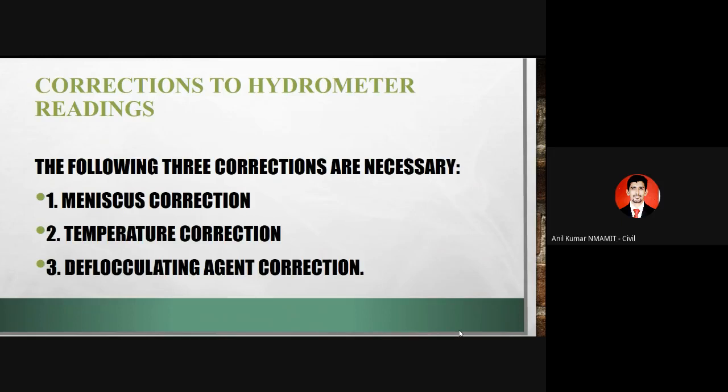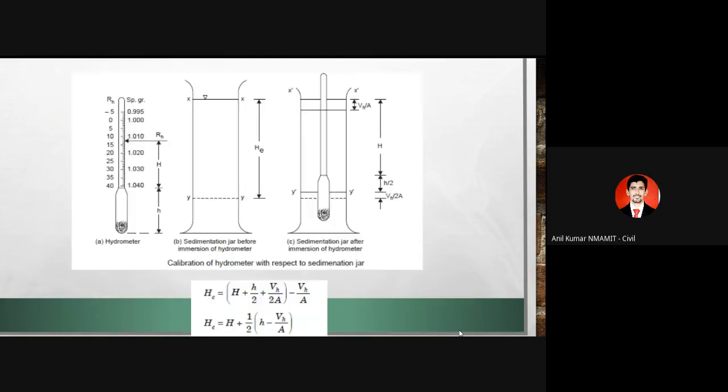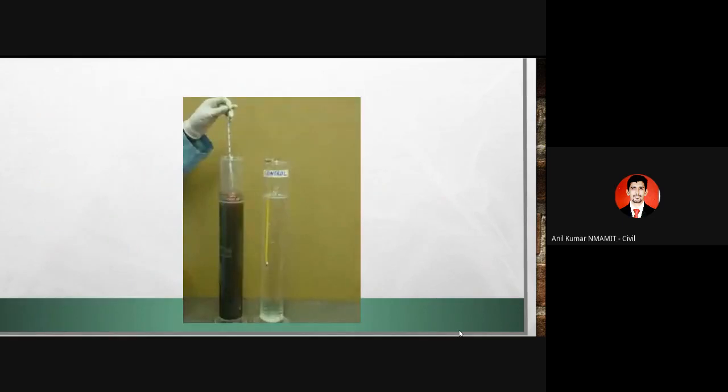And third one is the deflocculating agent. What do you mean by meniscus correction? Remember, what happens in the case of meniscus correction? When the soil sample is something like this, and your hydrometer reading is something like this, we are always supposed to take the value with respect to the lowest meniscus. Okay, the lower meniscus value I am taking.